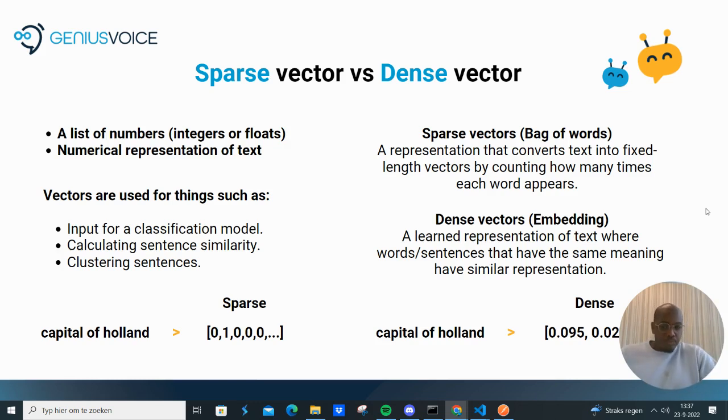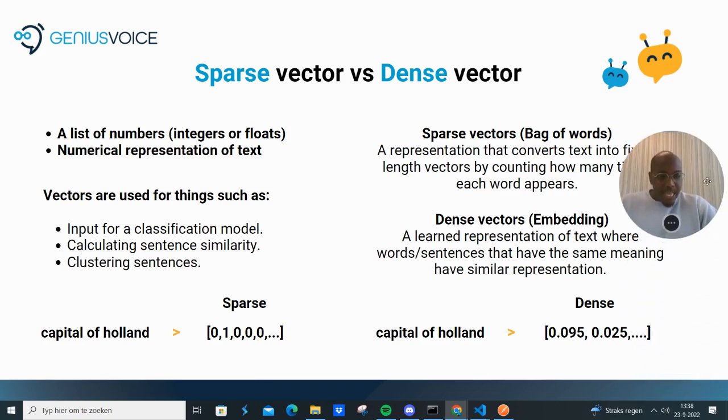and a lot more. And if you look at a sparse vector, which also is actually a bag of words representation, this is the part where we convert text into a fixed length vector by counting how many times each word appears. In contrast, a dense vector, aka embedding vector, is a learned representation of text where words or sentences that have the same meaning have similar representation.